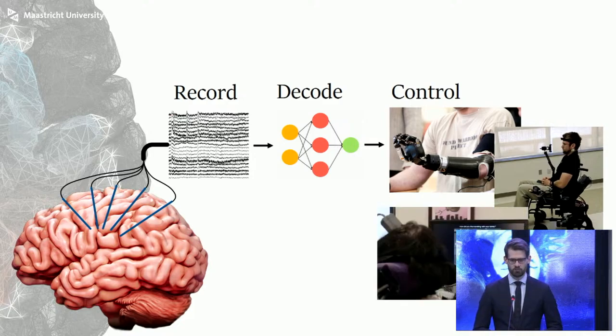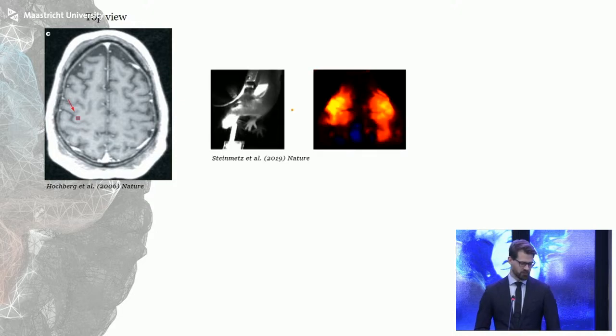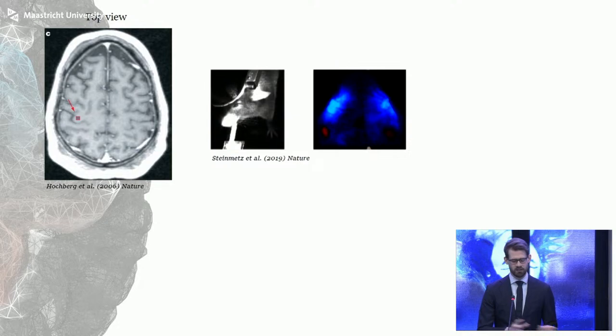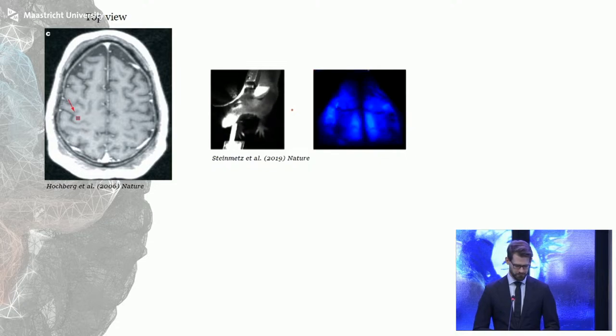So let's look at the recording part. Historically, to decode movement, we've been recording from the motor cortex, and specifically the small area indicated by the red square. But recently, scientists have found that apparently the whole brain seems to be involved with movement. This is an example of a rat on a moving wheel, and it needs to move the wheel either left or right. Just before and during movement, you see the whole brain lighting up with orange movement.